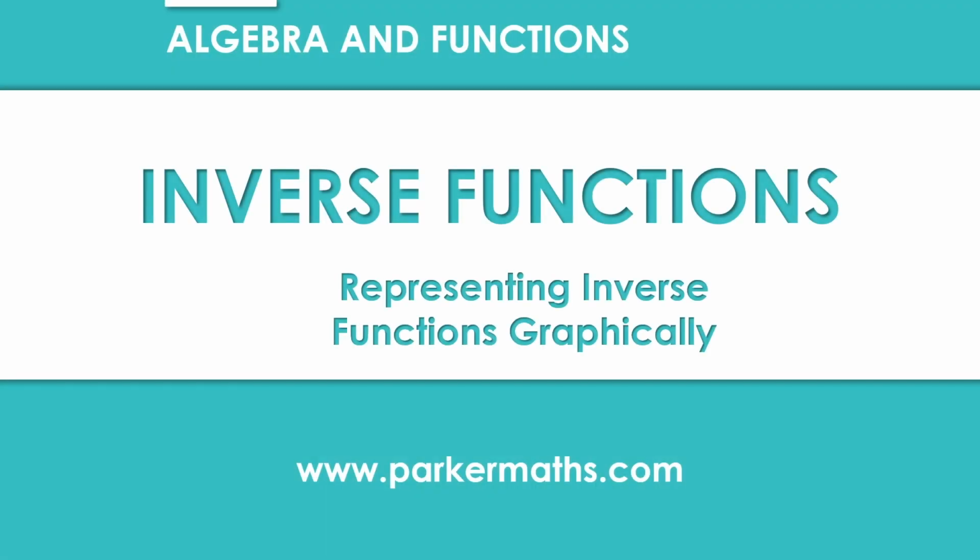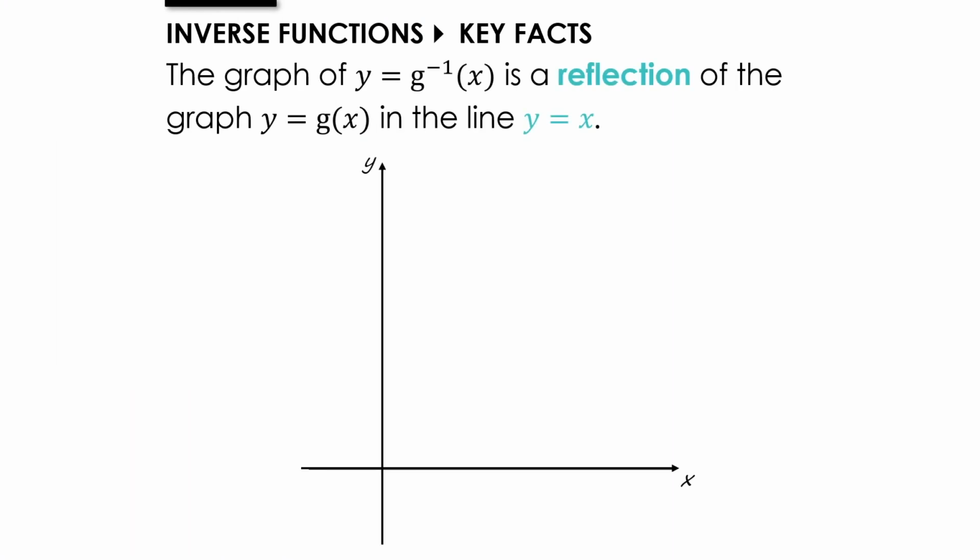Okay, in this video, we're going to be looking at something interesting that happens when you try and represent a function and its inverse on the same graph. So let's take a function that we used earlier. We had g of x equals x squared plus 2x plus 3 for the domain x is bigger than or equal to 1. If we draw that on the graph, it looks like this.